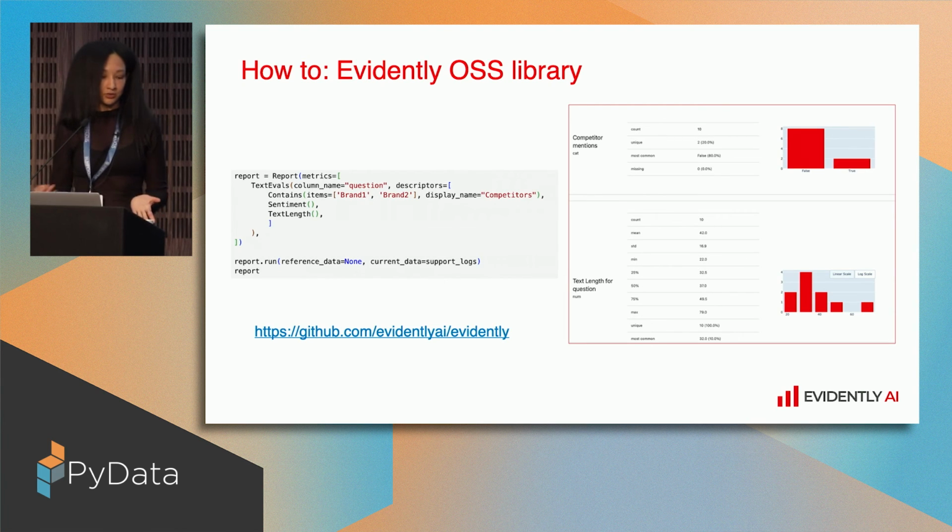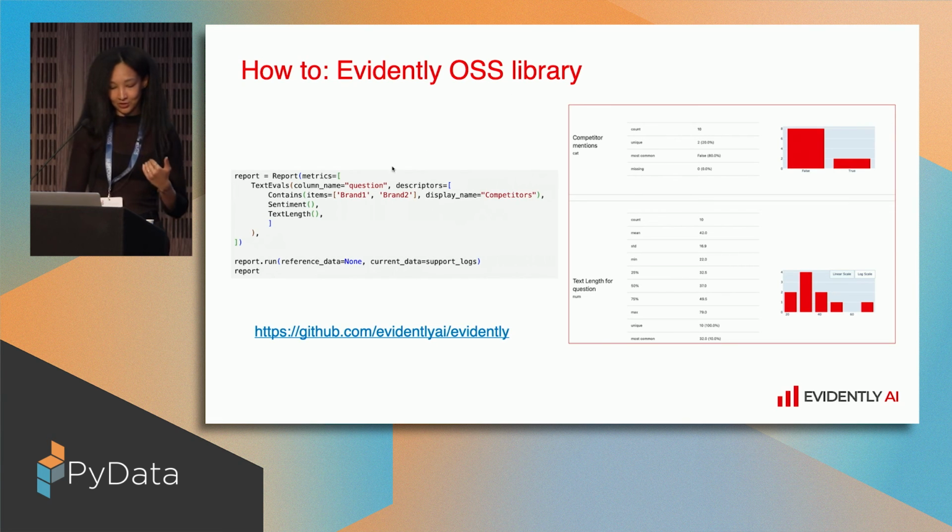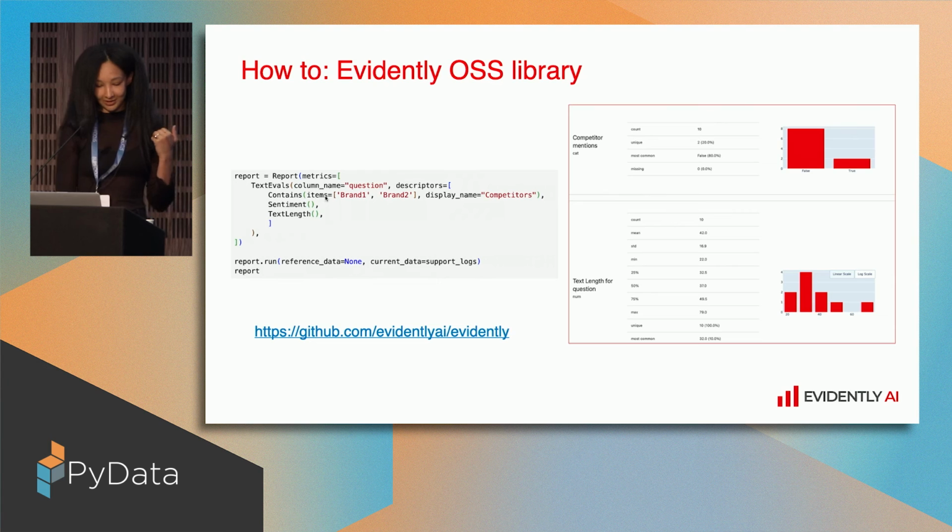You can implement it using any programming language of your choice, for instance Python or maybe JavaScript, whatever you use. So you can just implement those evaluations and run them on schedule, or try to use some ready-made tools like Evidently, where I'm a maintainer. I really invite you to take a look at our repository, because we have so many descriptors and evaluations. Here you can see that it's quite short. You just generate the report and say, I want to build my text evaluation for column questions. I want to check contents of brand 1 and brand 2, sentiment, text length. It's quite simple, and you get these visualizations with statistics automatically.